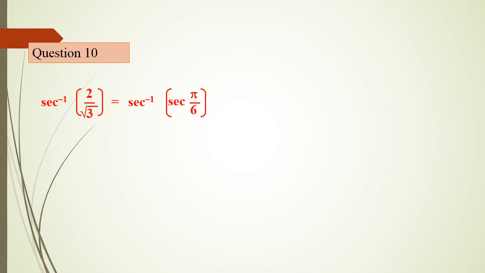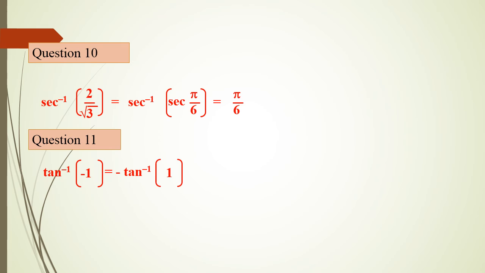Okay, next, sec inverse of 2 by root 3. Yes, sec inverse of sec pi by 6 is called as 2 by root 3. Sec and sec inverse both are gone, pi by 6 is the principal value of the given trigonometric function. Next, tan inverse of minus 1 can be written as minus tan inverse of 1. So 1 can be written as tan pi by 4, minus tan inverse of tan pi by 4. Tan inverse and tan both are gone, minus pi by 4 is the solution of the given problem.